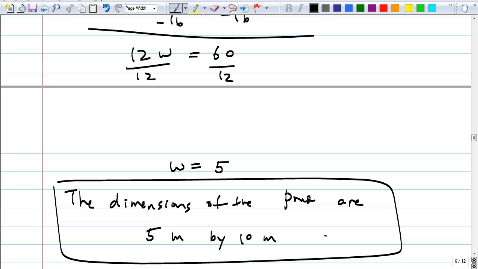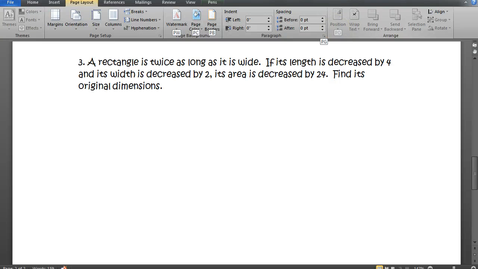Any questions? Who could read example 3 for us? Somebody that didn't go today. How about, yes, somebody that I have in there. A rectangle is twice as long as it is wide. If its length is decreased by 4 and its width is decreased by 2, its area is decreased by 24. Find its original dimensions.